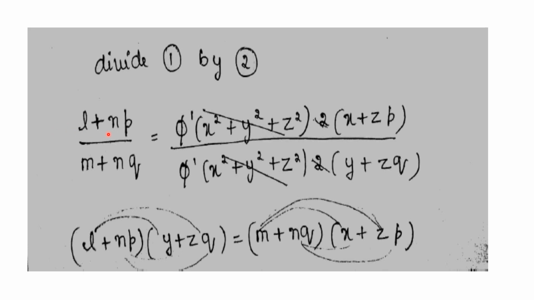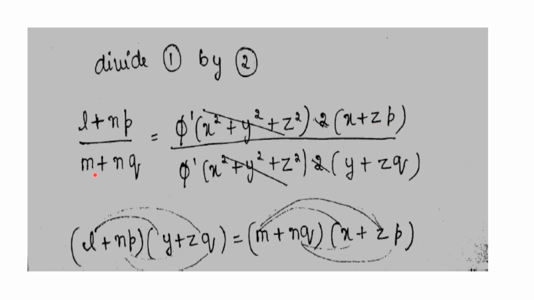What is equation 1? L plus NP is equal to phi dash of x square plus y square plus z square into 2 into x plus zp, and equation 2 is m plus nq is equal to phi dash of x square plus y square plus z square into 2 into y plus zq. So what all terms will get cancelled? The function phi dash will get cancelled in the numerator as well as in the denominator. Also 2 will get cancelled. Just cross multiply the remaining terms: L plus NP into y plus ZQ equals x plus ZP into m plus NQ.